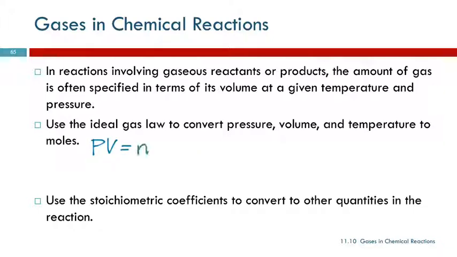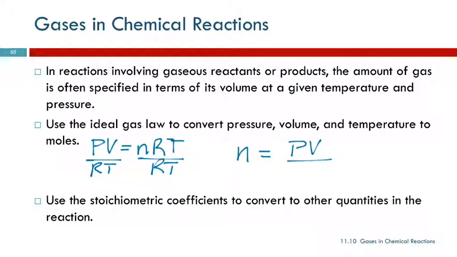PV equals nRT. So we can rearrange this, dividing both sides by RT. So the number of moles is equal to the pressure times the volume divided by R and T. And then again, we're going to use the coefficients from the balanced chemical equation to convert moles to moles.